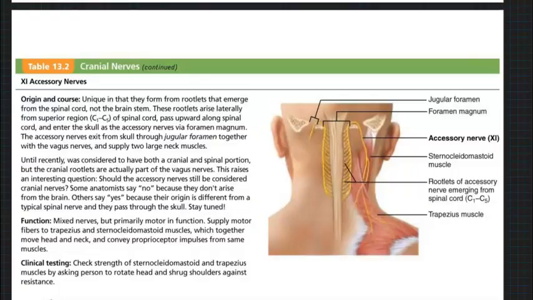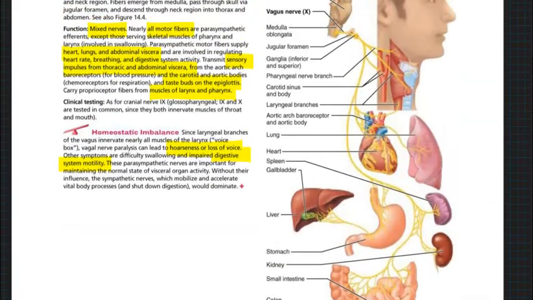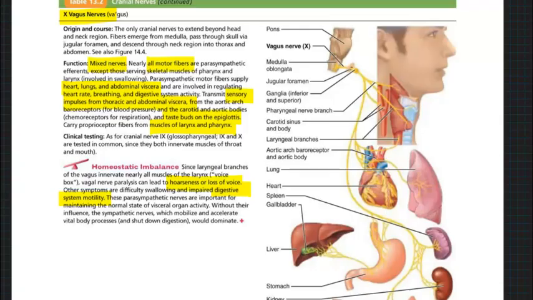So how do they test for that? Oh, yes, great question. So they both control muscles of throat, so ability to swallow. But honestly, if vagus nerve is whacked, it will be a shit show in the thorax and abdomen. Digestive problems, heart rate problems, respiratory issues, like that's not good, okay?